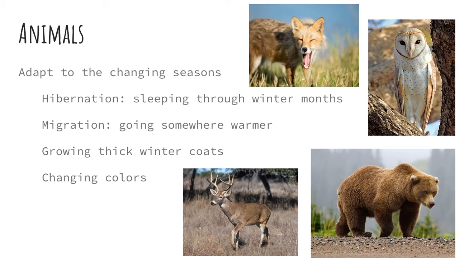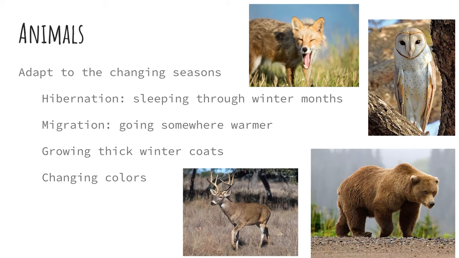Next, we're going to talk about animals. So animals that live here adapt to the changing seasons. So there are a couple of ways they do that. Hibernation, so some animals, like bears, sleep through the winter months. They eat a whole bunch of stuff and then they sleep for the whole winter time. And then the next thing is migration. So migration means that they're going somewhere else for the winter. Usually they go somewhere warmer.